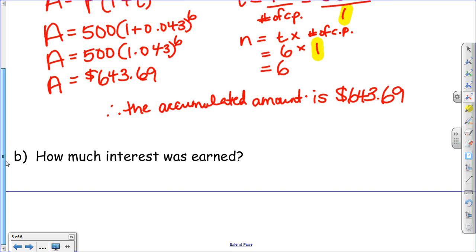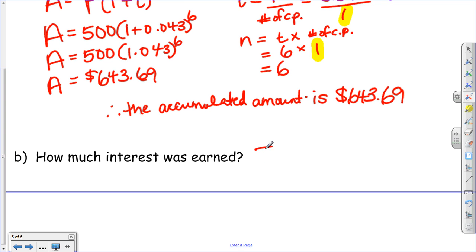Now, how much interest is earned? So that's this formula, not I equals PRT, right? That's for simple interest.